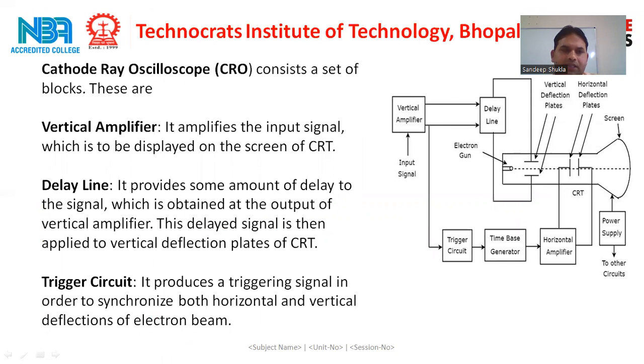CRO consists of a set of various parts. First one is the vertical amplifier. You can see the vertical amplifier in this picture, the first block, where the input signal is applied. The vertical amplifier amplifies the input signal which is to be displayed on the screen of the CRT. Second one is the delay line. The delay line provides some amount of delay to the signal obtained at the output of the vertical amplifier, and this delayed signal is then applied to the vertical deflection plates of the CRT.